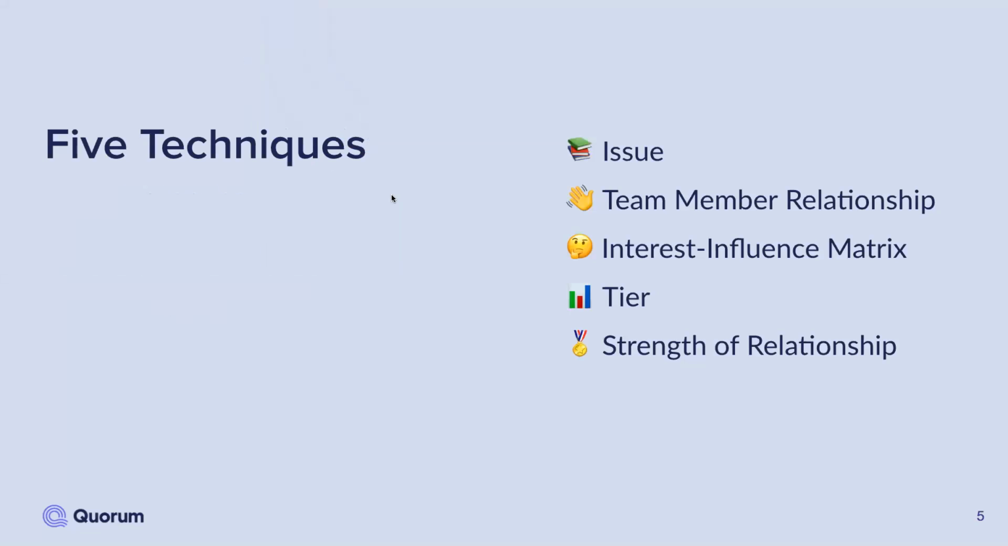We're going to cover 5 stakeholder mapping techniques, including mapping by issue, team member relationship, interest and influence, tiers, and relationship sentiment. But if you've got other ideas and other ways that your organization is mapping your stakeholders, you should feel free to throw those in the chat, and we can try to talk about them at the end here.